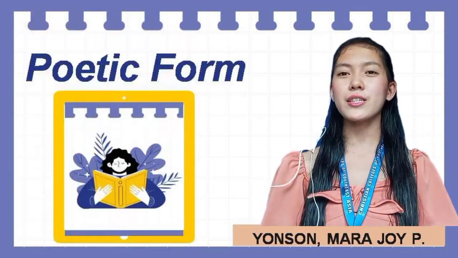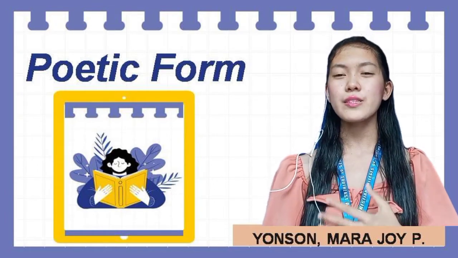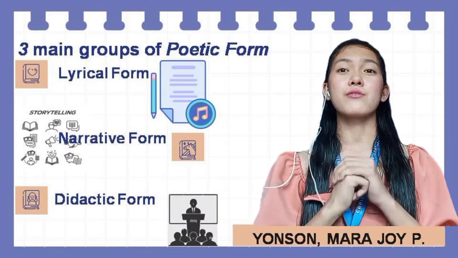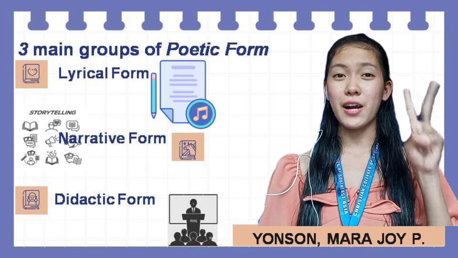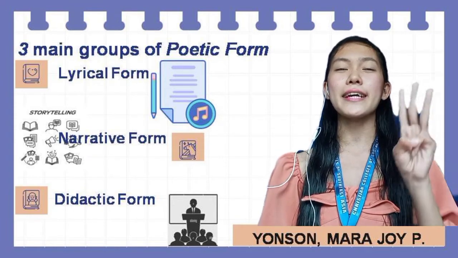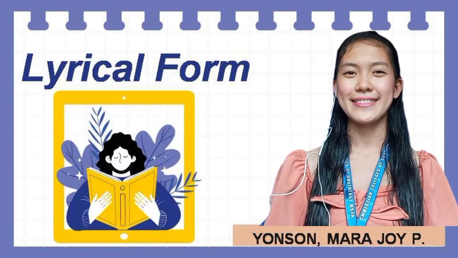Let's continue the discussion, and today I am tasked to discuss the poetic form. There are 3 main groups of poetic form. First is the lyrical form, second is the narrative form, and the third is the didactic form. Let's discuss it one by one.